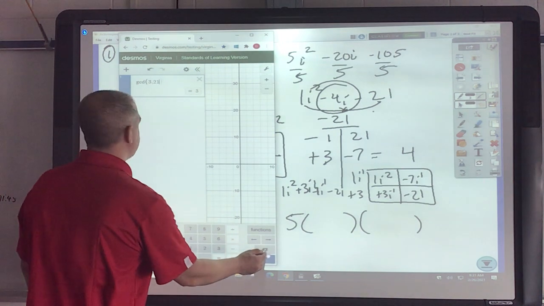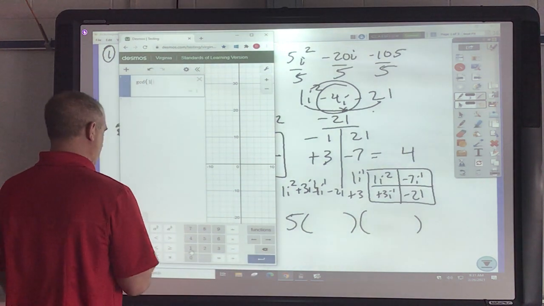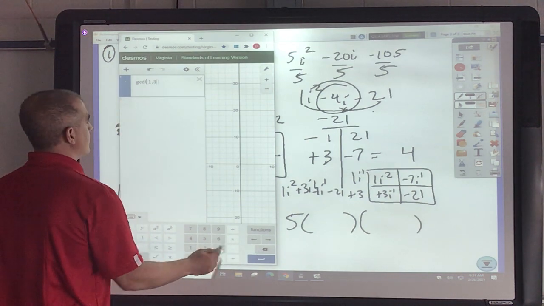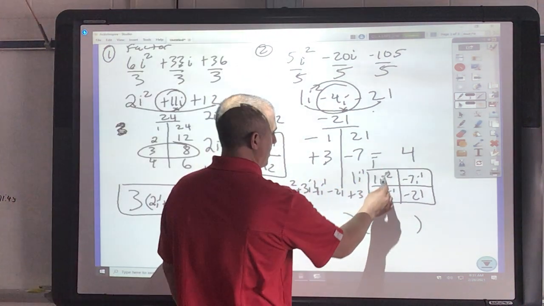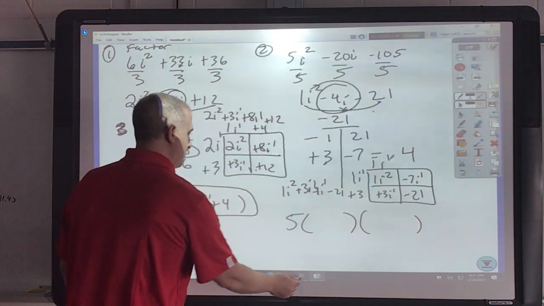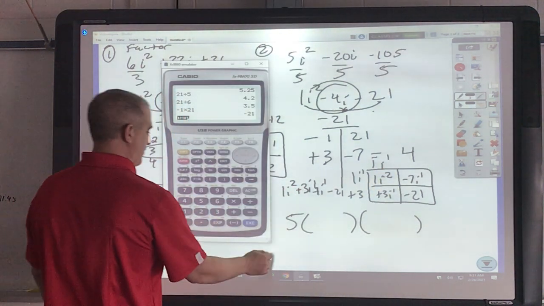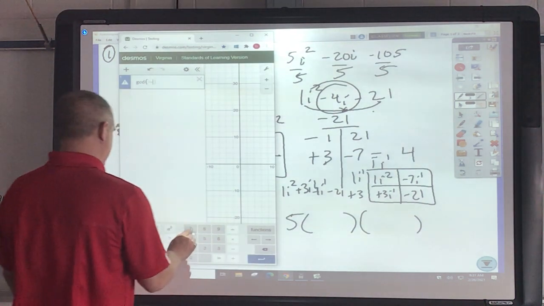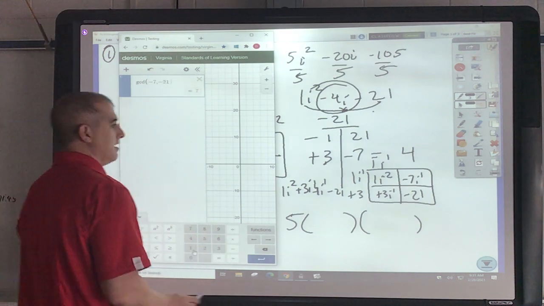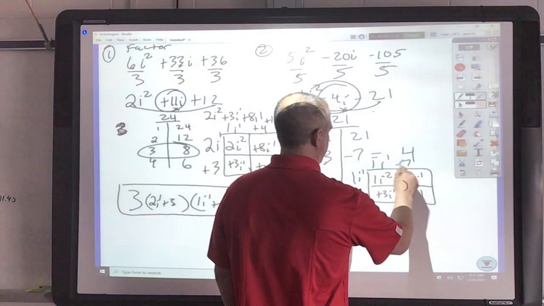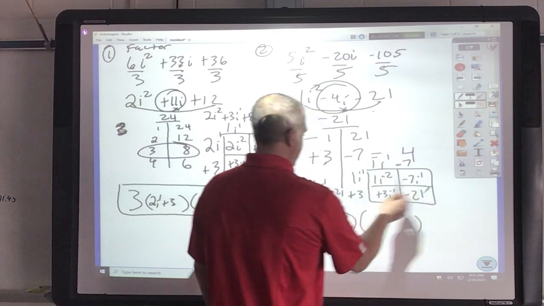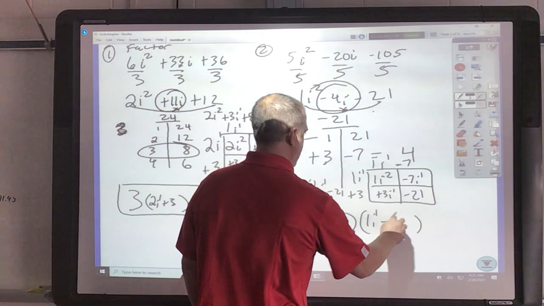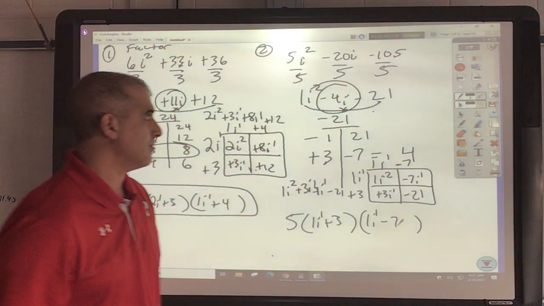A little shortcut: if you have 1 involved, it's going to be 1 every time, if you want to skip that step. So that's 1, they both have i, so i to the first. And I got negative 7 and negative 21, which gives me 7, a minus there, so minus 7, no i. So this gives 1i to the first plus 3, and 1i to the first minus 7.